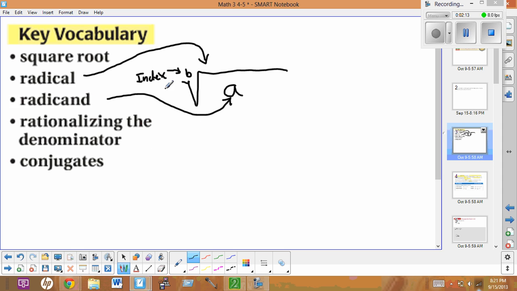As we move to simplify our radicals today, we're going to run into some techniques called rationalizing the denominator using conjugates. As we move toward those examples, we'll talk a little more about what those are. Rationalizing the denominator simply means we cannot have a radical in the denominator, ever. So we rationalize it to get it out of there, and we use something called the conjugate to do that.